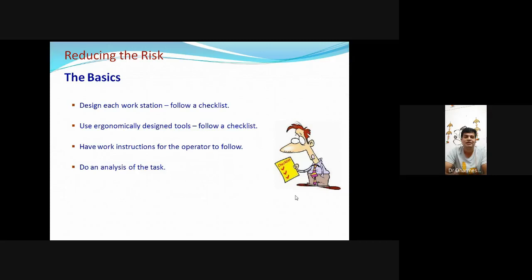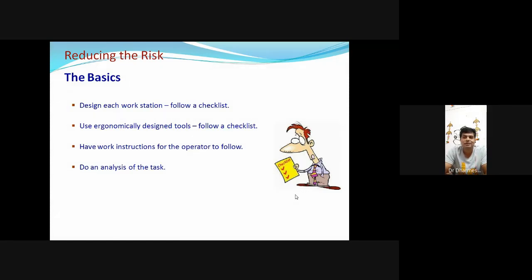How can we reduce risk? The basics are in how we design each workstation. You need to follow the checklist. Suppose you are designing a workstation, whether in an industrial area or an office area. We need to follow some normal guidelines and a checklist that says all these things should be there in the particular workstation. Then only will the workstation be ergonomically correct.